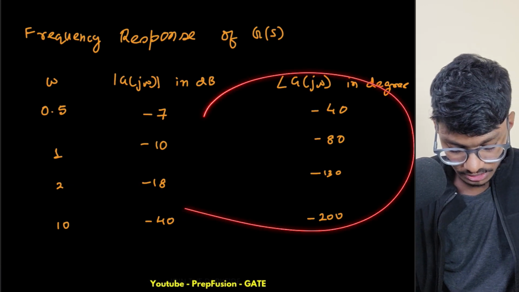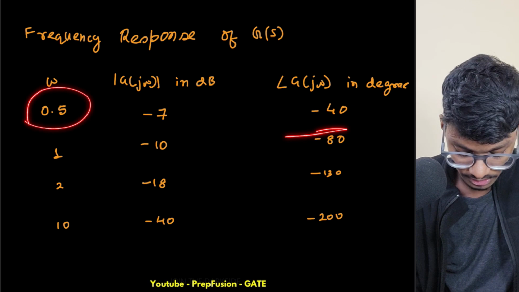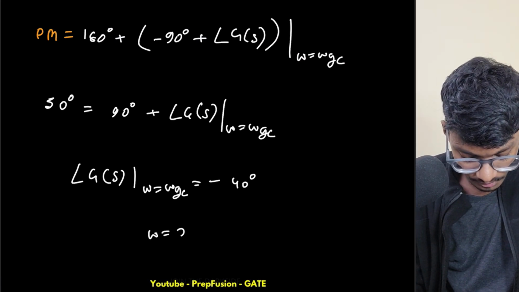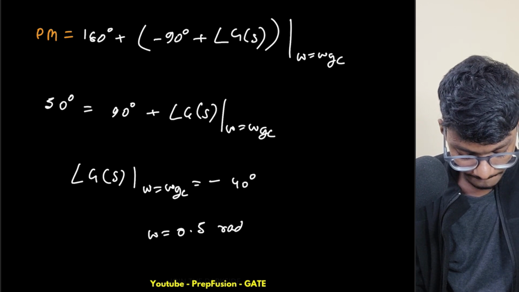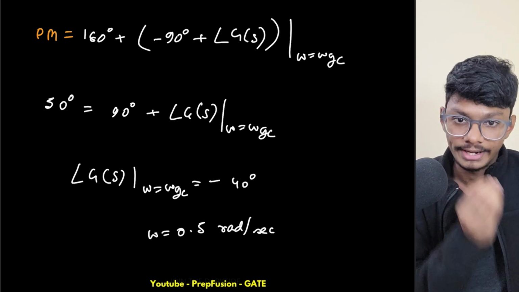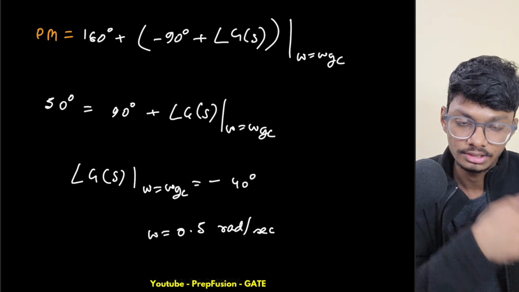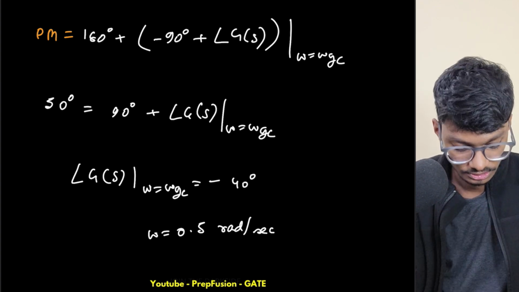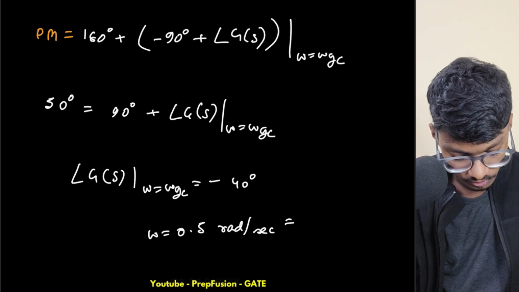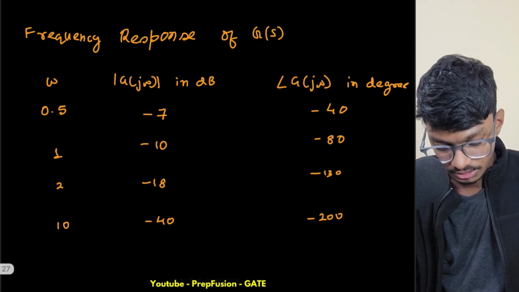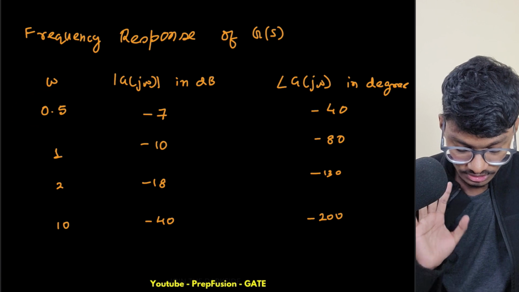In which location is my angle minus 40? Here, right? Omega equals 0.5. So omega equals 0.5 is my gain crossover frequency. This is how you decode these questions. You have to start writing, and once you start writing, your next step will automatically come up as you have practiced many questions in the test series. So this is omega gc.